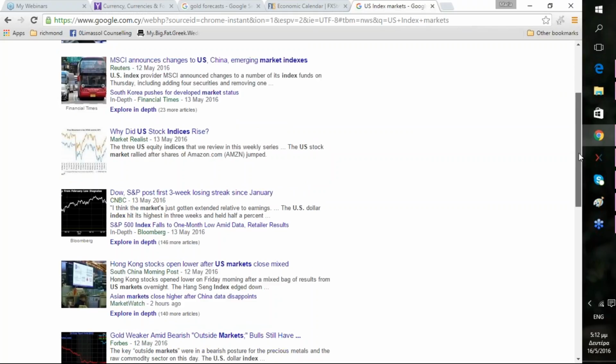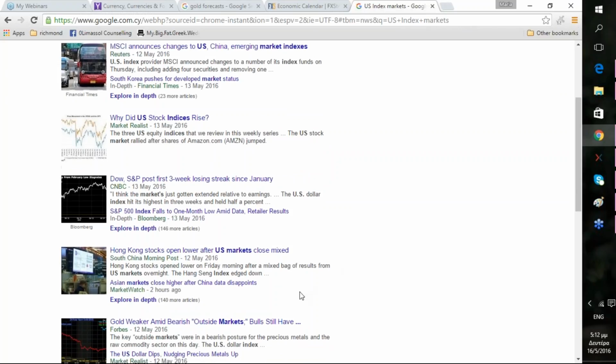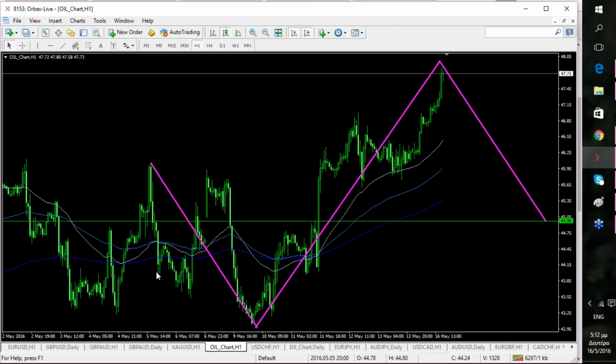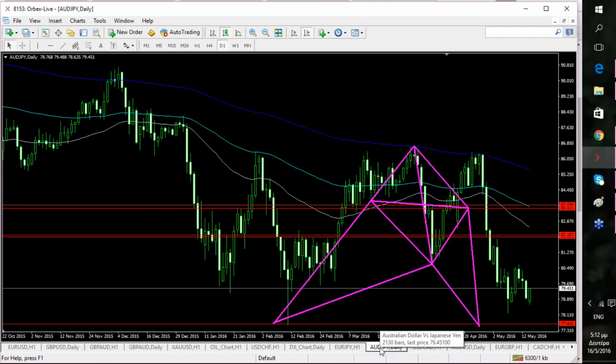Look at 13. Today is the 16th. 2 hours ago, Asian markets closed higher after China data disappoints. So you know that got more disappointment in Chinese data. Okay, so Chinese data is disappointing. It may actually then impact Australia's economy as well. Okay, so then that might give us some more indication.